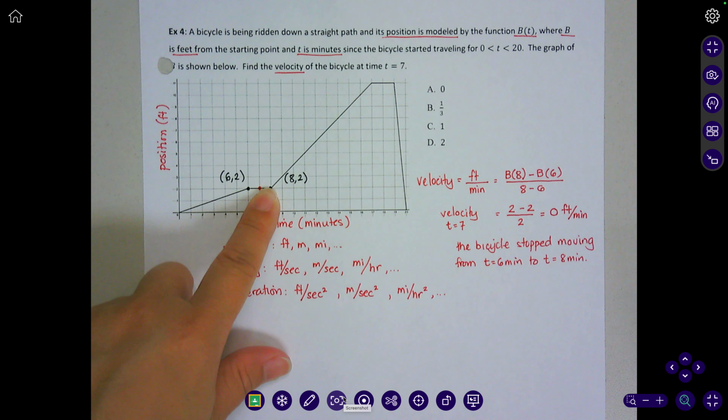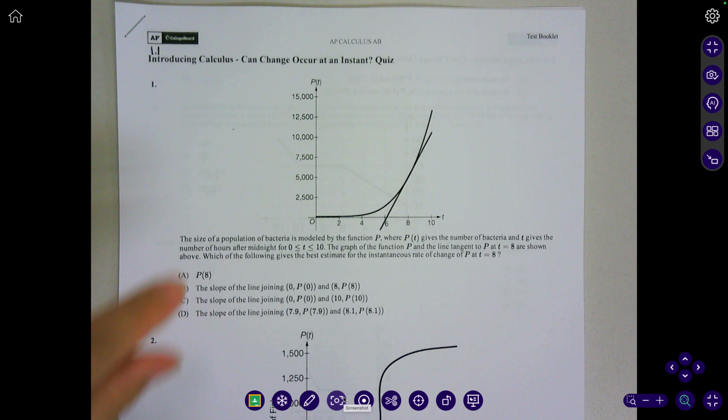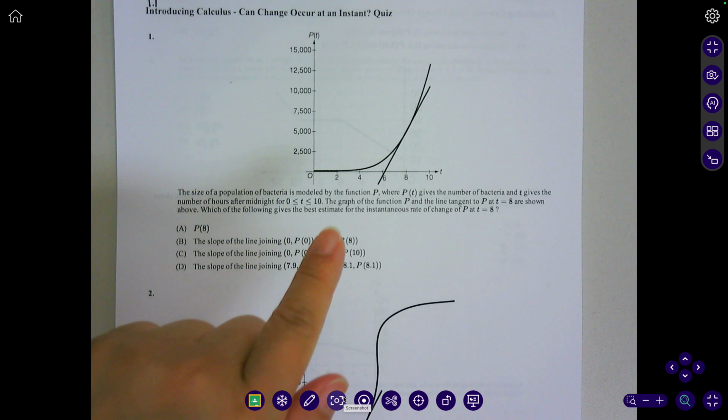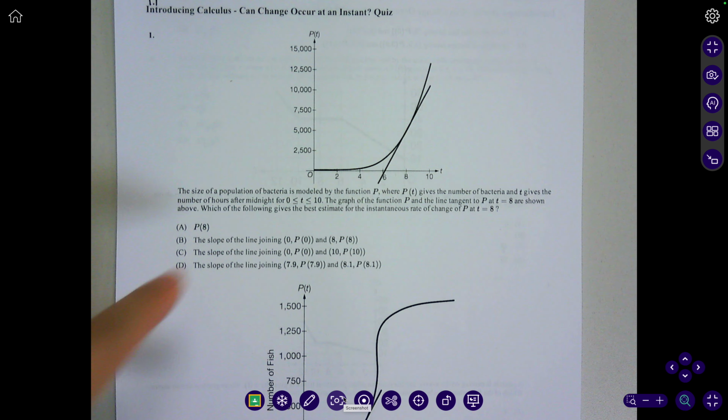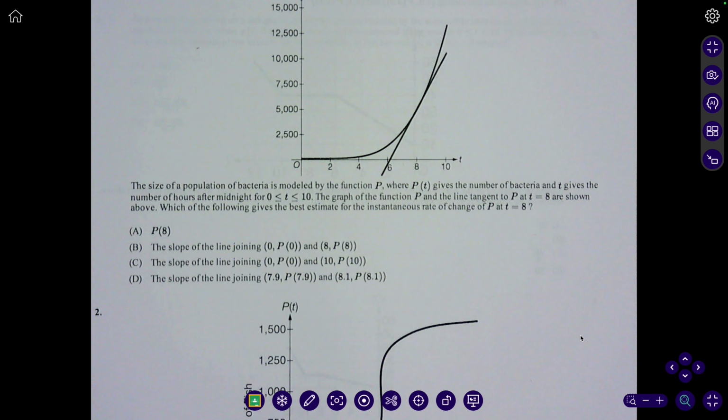Now, we're going to go straight into the practice. This one is 1.1, and this is on the AP College Board. For number 1, go ahead and I'll give you time to read that, and then let's see if you can do that one yourself. So go ahead and read that.